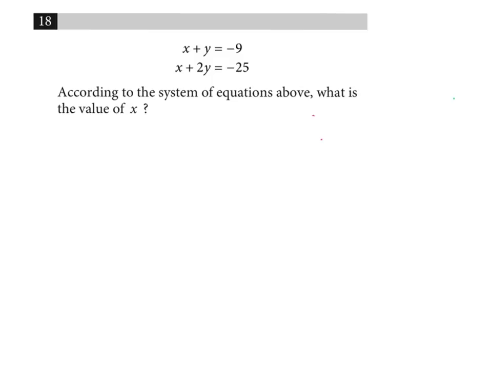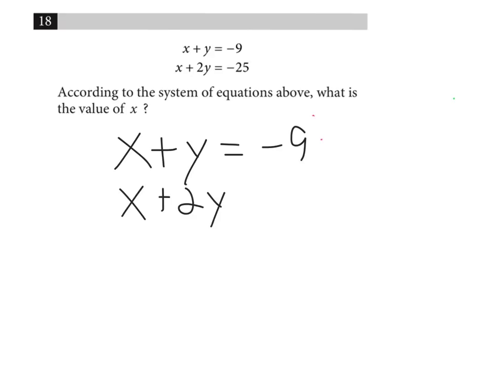Problem number 18. According to the system of equations above, what is the value of x? Well, solving a system of equations is a very common theme on the SATs. And what I want to do is find the value of x. So I want to make the y's cancel or disappear. The bottom equation has a positive 2y. So in order to make that cancel, I would need the top equation to have a negative 2y, so that when I added those together, they would cancel. Well, I don't have a negative 2y up top, I just have a positive y.